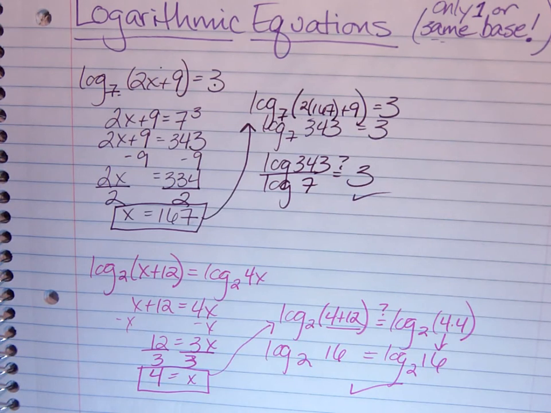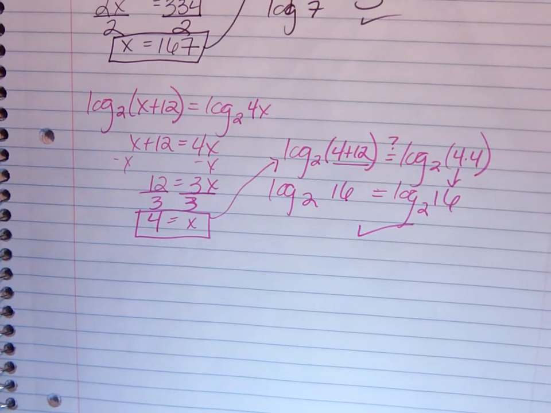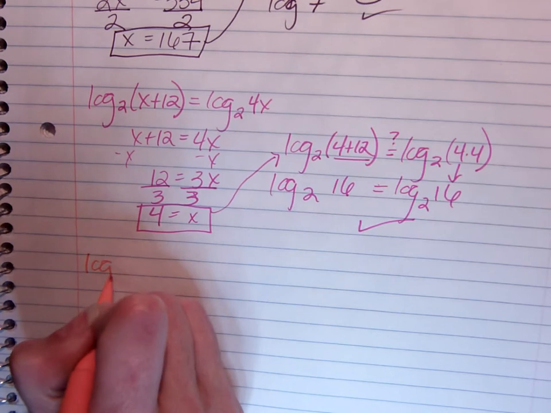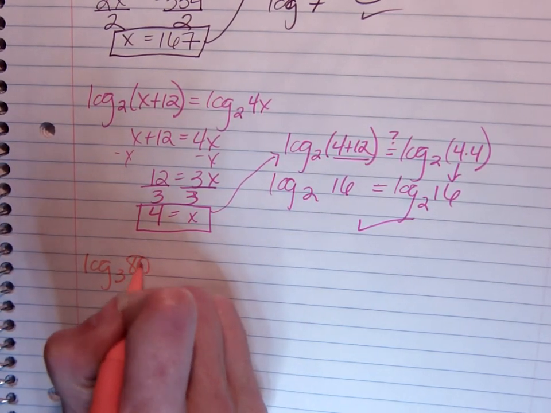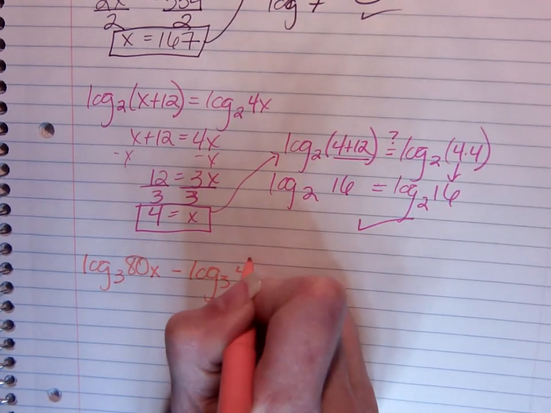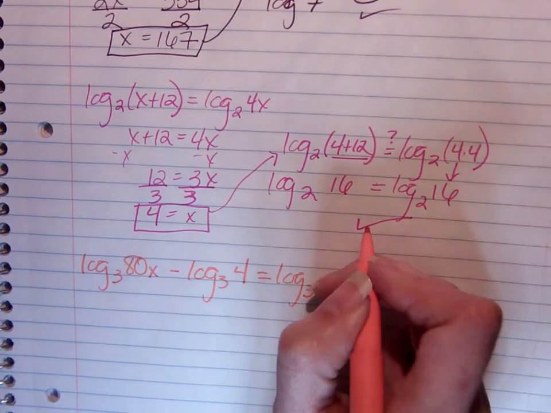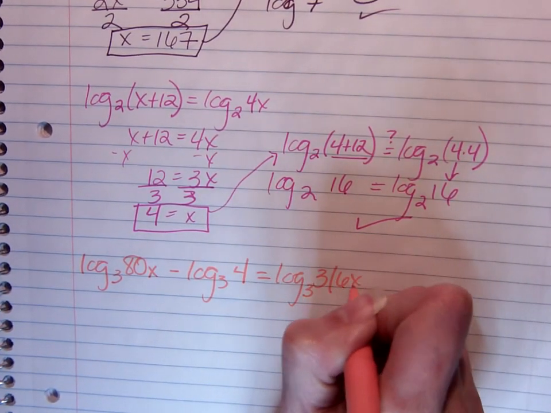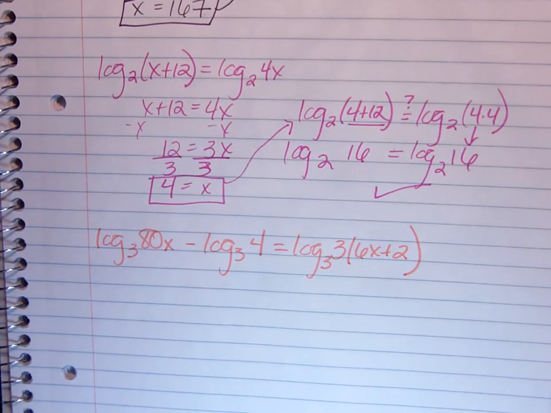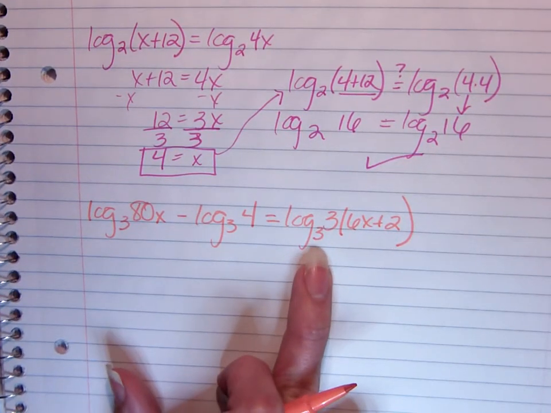One more example. There's not a whole lot of variation. Once you're good at solving exponentials, you're going to be okay with solving logs. Let's look at log base 3 of 80x minus log base 3 of 4 equal to log base 3 of 3 times the quantity 6x plus 2. Well, it looks horrible all written out. I've got 2 logs on this side and 1 log on the other side.